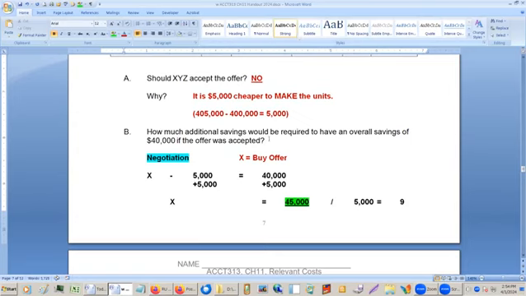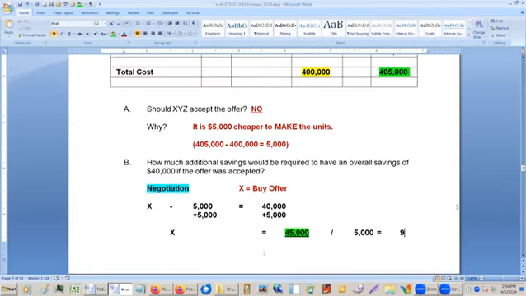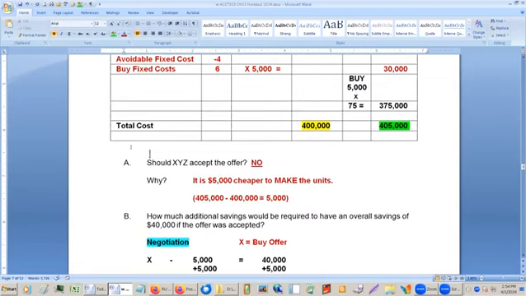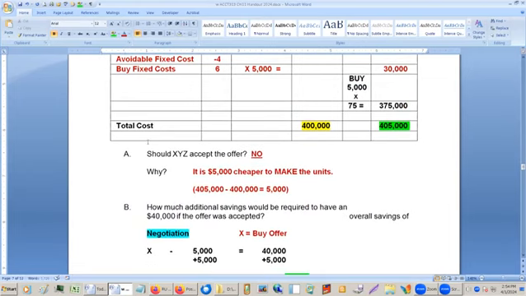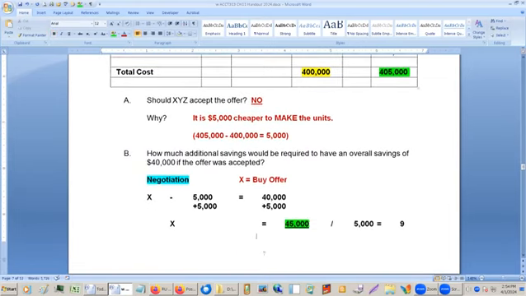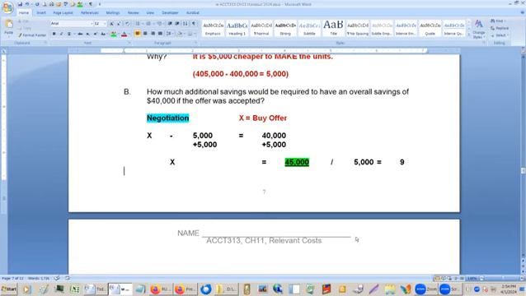So we have to have additional savings of $9. So we would take their current offer.